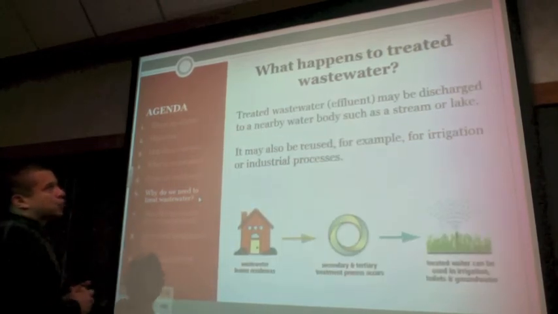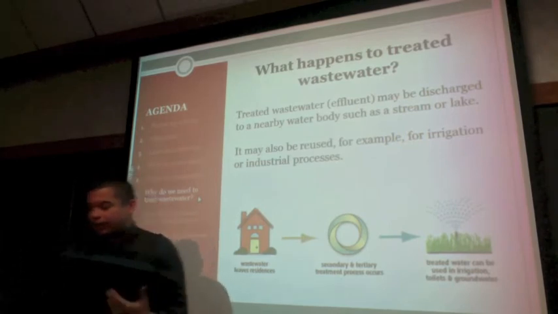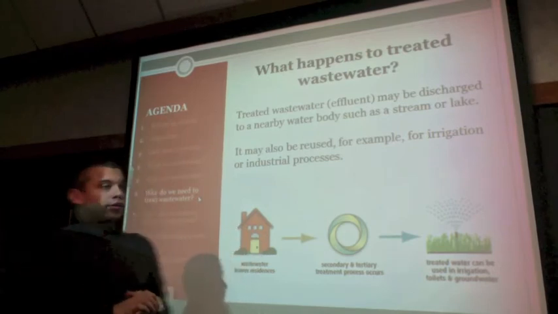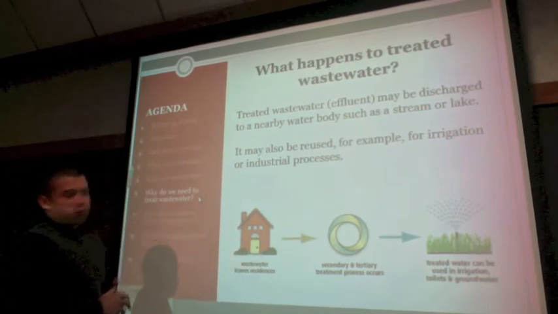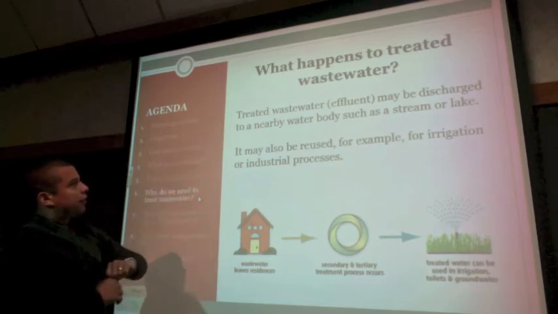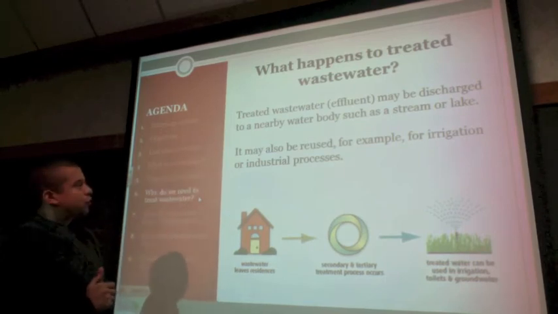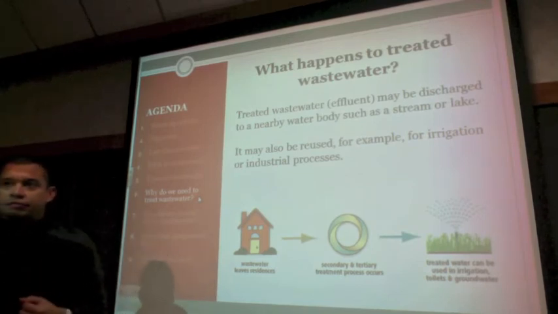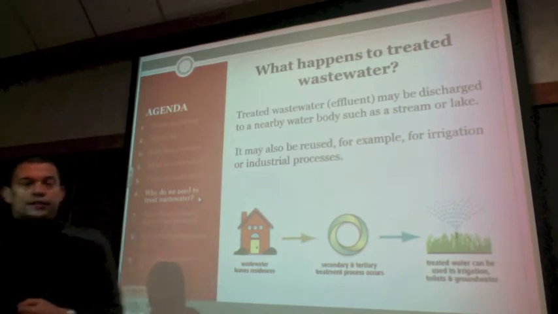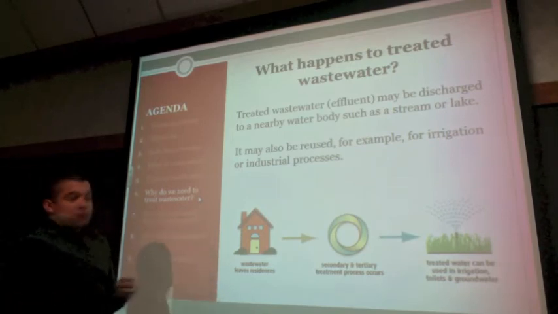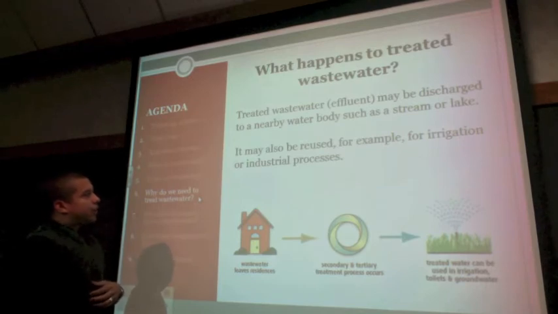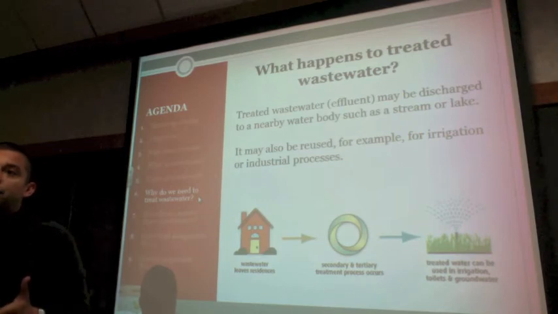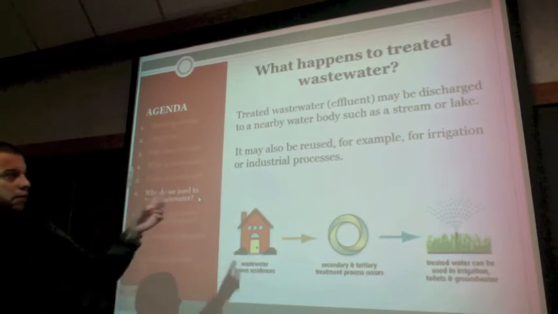What happens to treated wastewater? What is the final disposal of treated wastewater? The final disposal is mainly the discharge of effluent from wastewater treatment plants into water bodies like streams, lakes, and ground soil. It may also be reused, for example, for irrigation or industrial processes. But we have to keep in mind what kind of treatment we are going to use to allow that use.